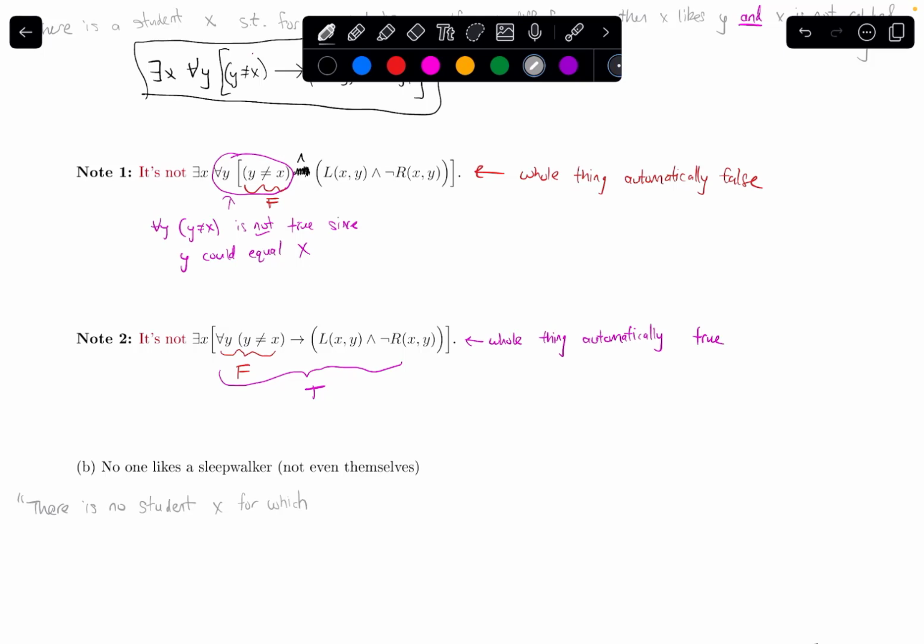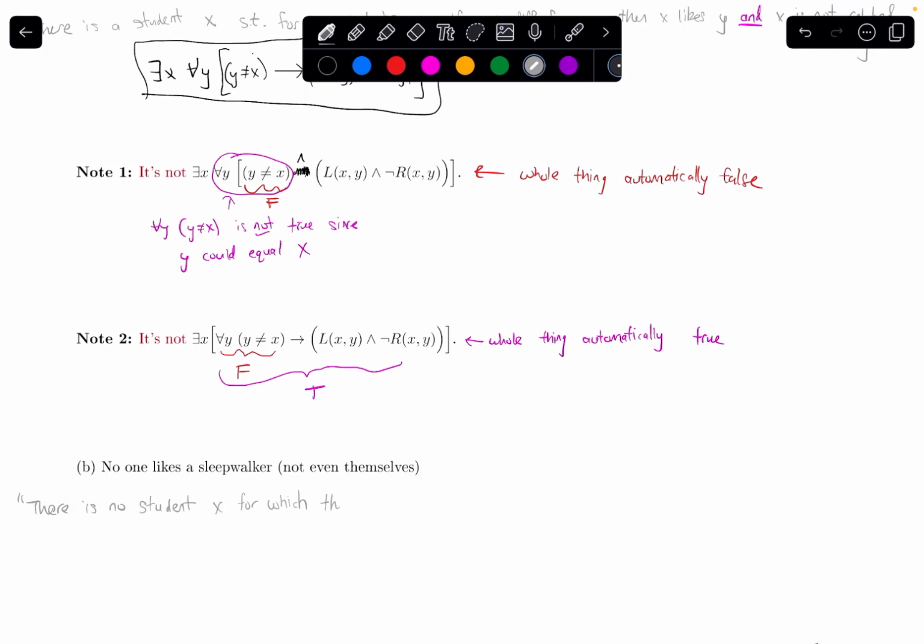And now I need to somehow introduce sleepwalker into the mix. So I need to be saying something like, for which someone out there who's a sleepwalker, that person will not be liked by this first student. So let me focus on that language a little bit. Someone out there who's a sleepwalker. That's suggesting I'm going to use a there is, for which there is someone out there who's a sleepwalker. So for which, how do I say that?